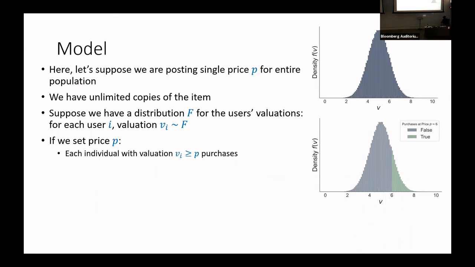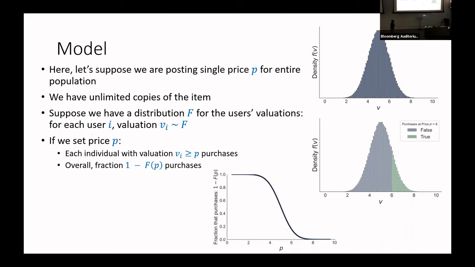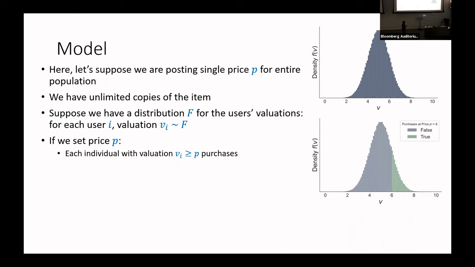Okay. So if I set a single price P, then each individual with a valuation above P buys it. In this plot, everyone in green, everyone with valuations in green, buys the item. Anyone with valuation in blue doesn't buy the item.